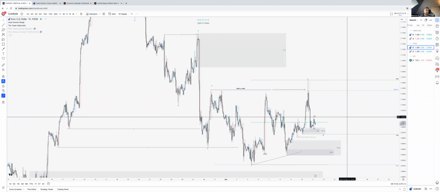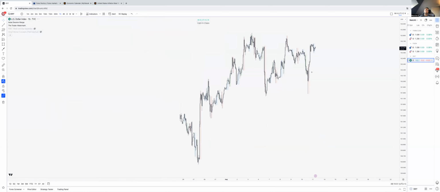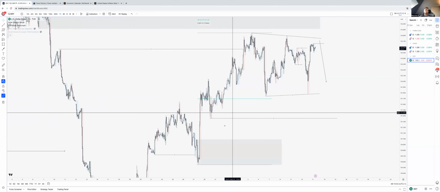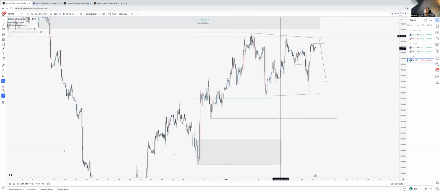EU longs here or here. GU, we can also short from here, but it's further away. And DXY, I don't know yet. It's a bit tricky. We have this structure, but yeah, I don't know.